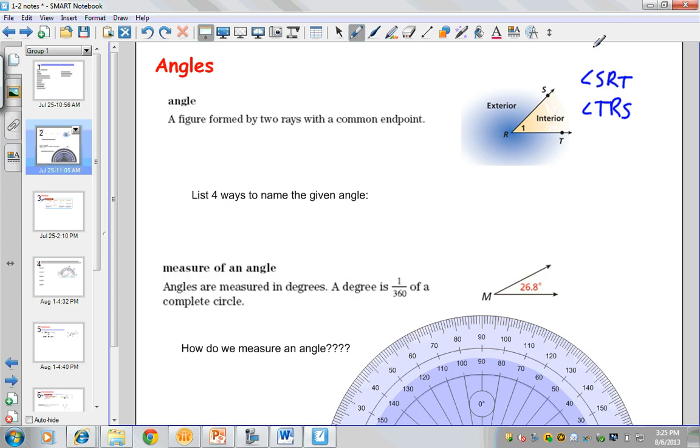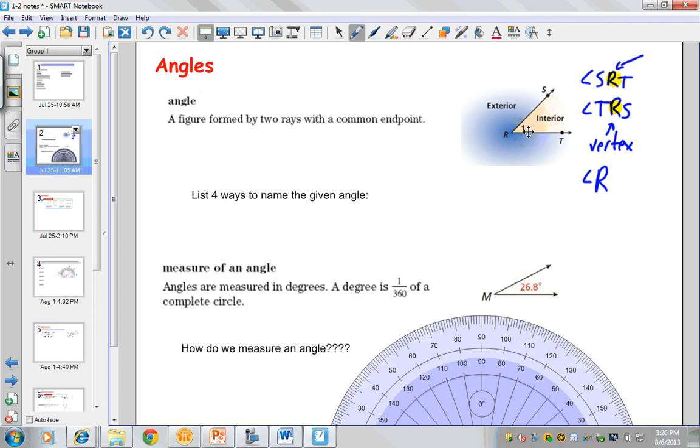But if you notice, the middle letter is always going to be the same. And the reason it's always going to be the same is because it is what is called the vertex of the angle. So you can switch the, I guess if you want to call it the endpoint of the angle, but the vertex will always be the same. And lastly, another way that you can name this angle is you can say angle R. An angle R, when you say that, represents this entire angle.